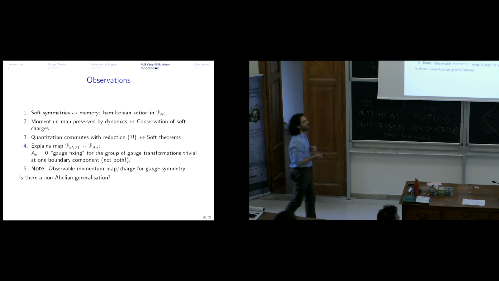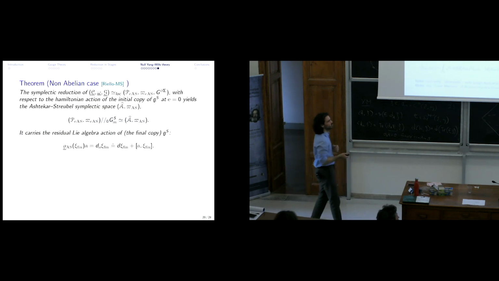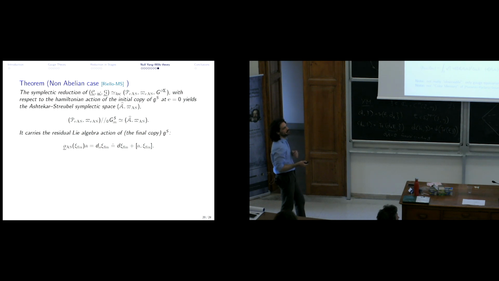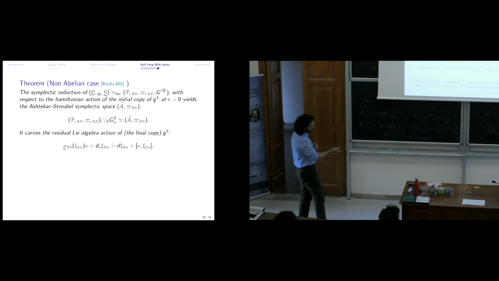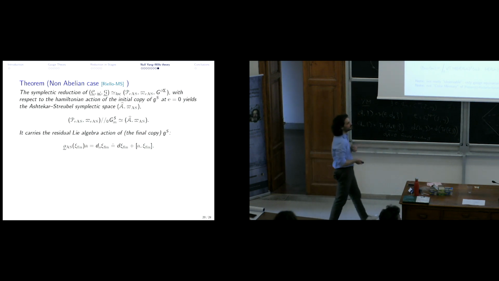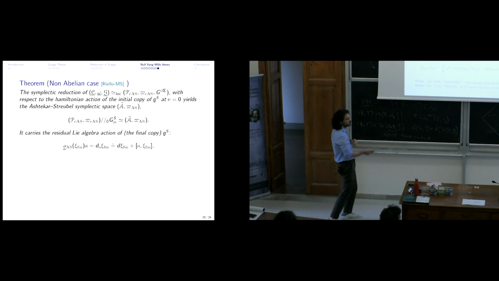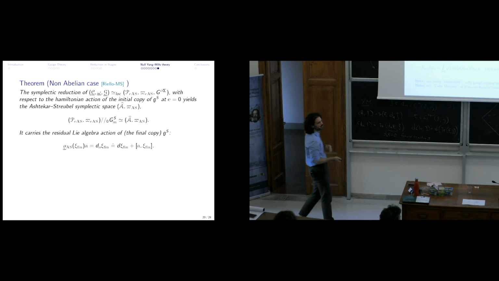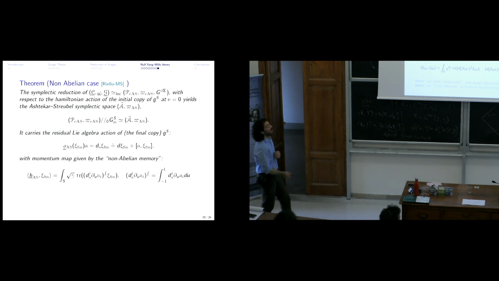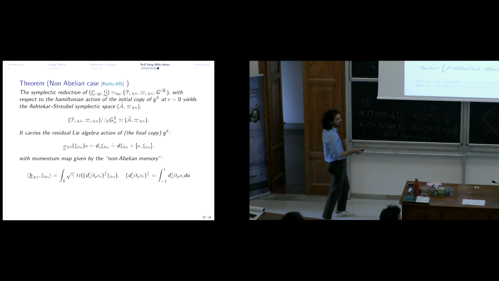Is there a non-abelian generalization? Yes. Just very quickly, you can do exactly the same procedure. You can take the component of the momentum map for a normal subgroup given by the initial copy of the mapping group. And you again get the non-abelian Ashtekar-Streubel phase space with a residual Lie algebra action, which is again soft symmetries, but in the non-abelian case. And now the momentum map is what we call non-abelian memory. It's this object.